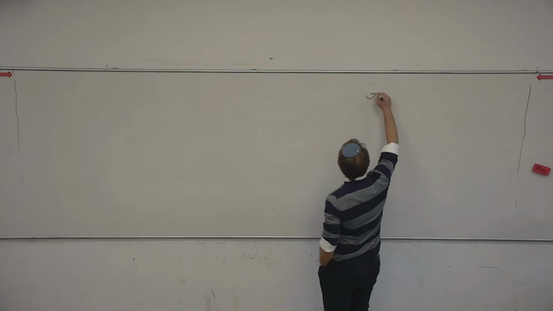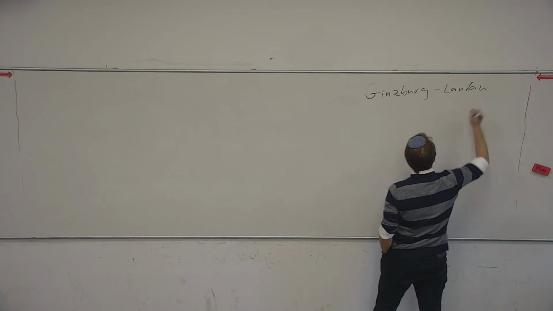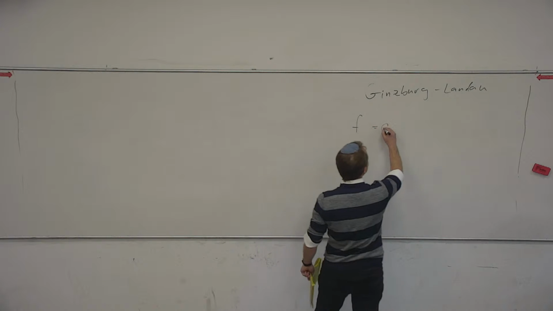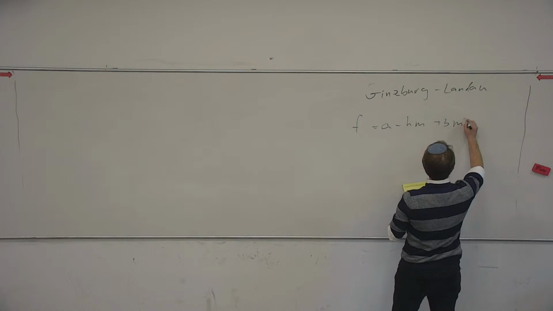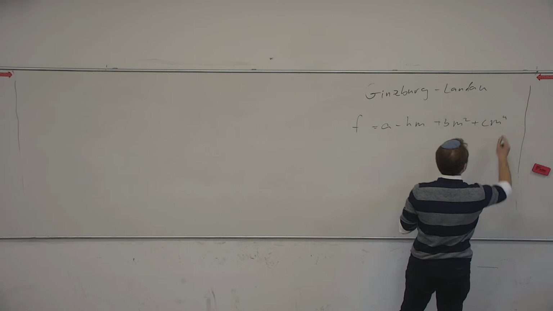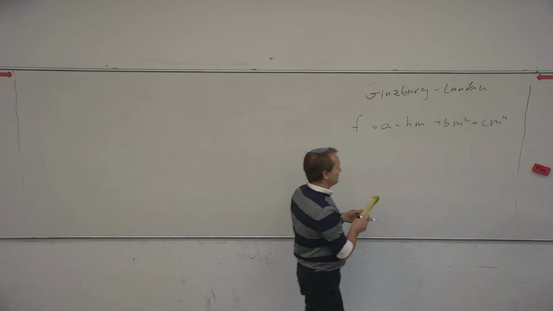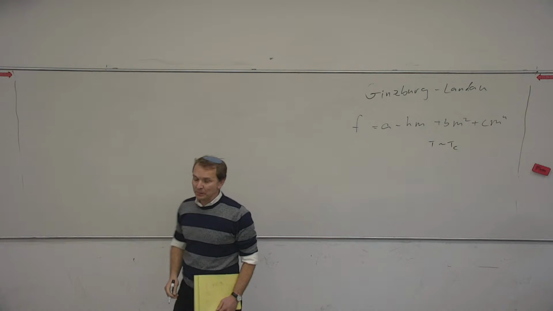Okay, so we're still doing Ginzburg-Landau. And eventually, this is a theory about writing the free energy as A minus H m plus B m squared plus C m to the fourth. And we explained why they do this expansion around the critical point. So all this work is in T very near to the critical temperature.